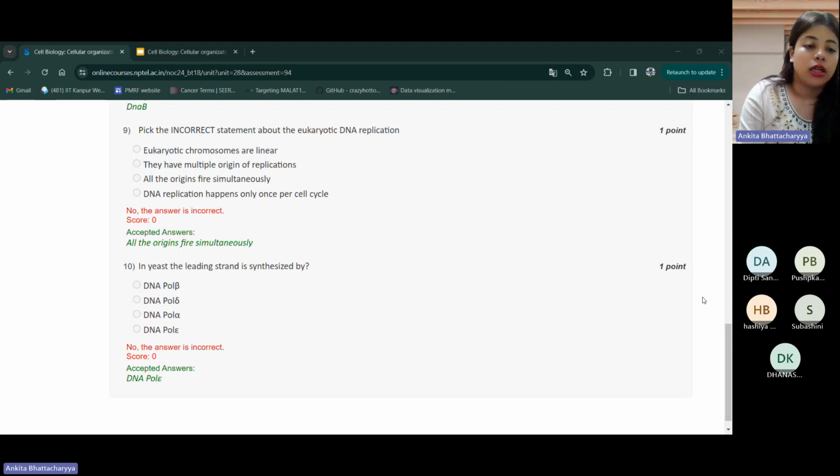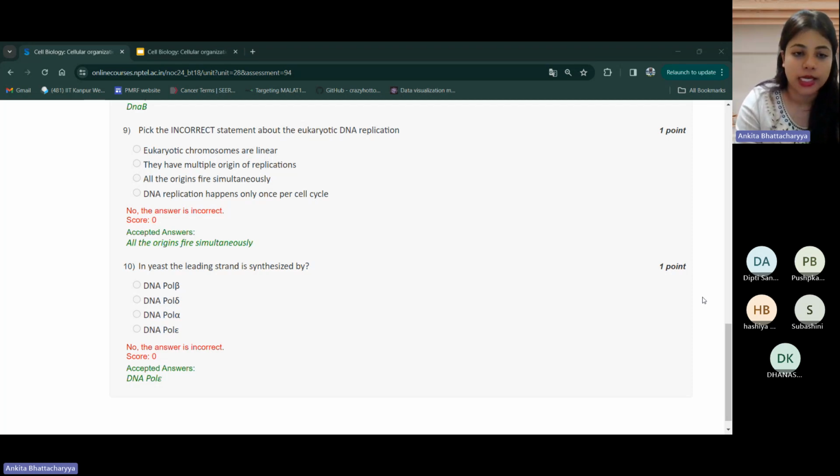So it is essential for the cell to maintain that only one round of replication is initiated in one cell cycle. Finally, in question 10, we were asked that in yeast, the leading strand is synthesized by which of the following? DNA Pol beta, Pol delta, Pol alpha, or Pol epsilon. So for yeast, the leading strand is synthesized by Pol epsilon, which is what was seen during the process of eukaryotic DNA replication in our previous live interaction session as well.